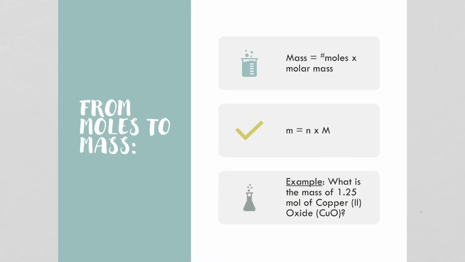So we're going to work through an example. What is the mass of 1.25 moles of copper(II) oxide, or CuO? So we'll go about solving this. So remember, we'll write down our given values. So we know the number of moles is 1.25 moles.